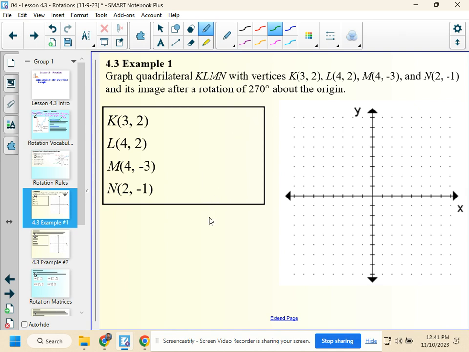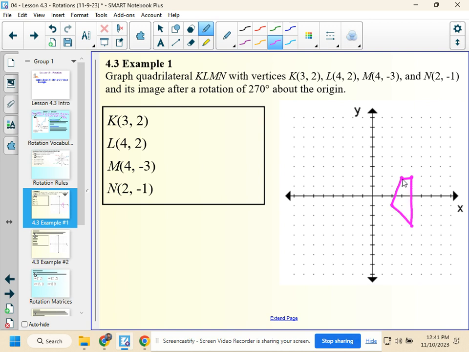Okay, so let's do it. Let's get this done. First thing we can do is plot our original. 1, 2, 3, 2. 1, 2, 3, 4, 2. 4, 1, 2, 3, and 1, 2, negative 1 here. So there's my original, kind of a weird looking little quadrilateral.